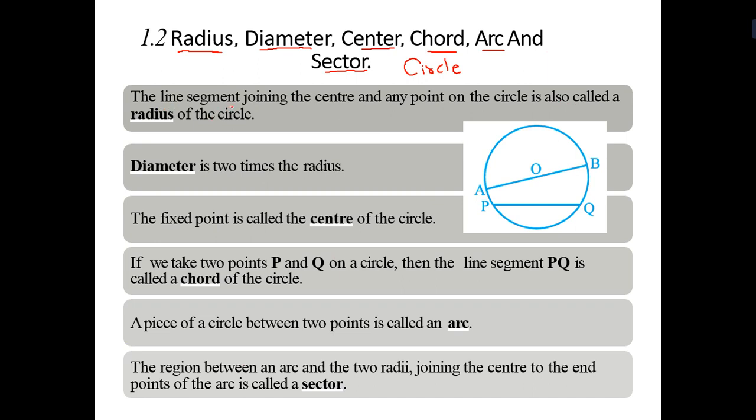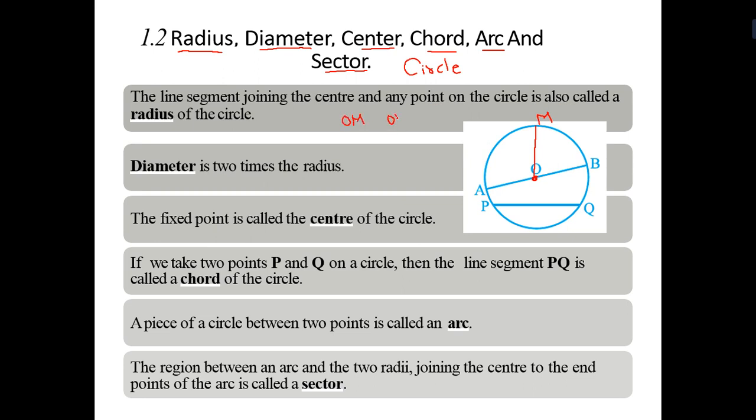A line segment joining the center and any point on the circle is called the radius of a circle. If I join the center to a point here, we can say M. A line segment joining the center and any point on the circle is called the radius of a circle. So OM we can say is the radius.